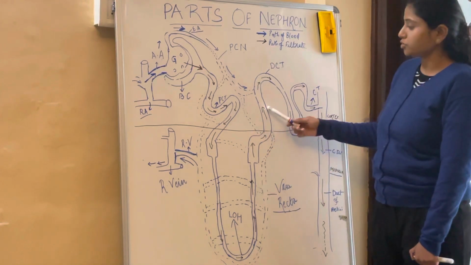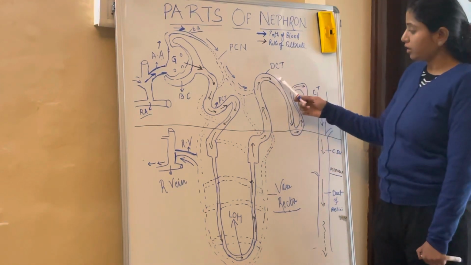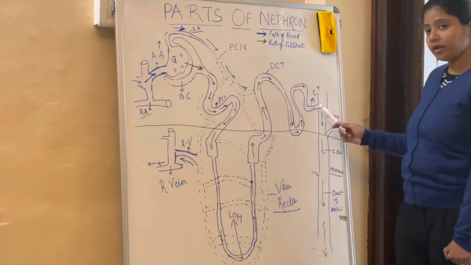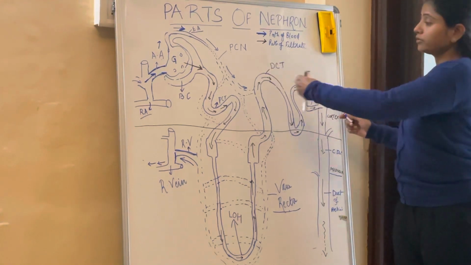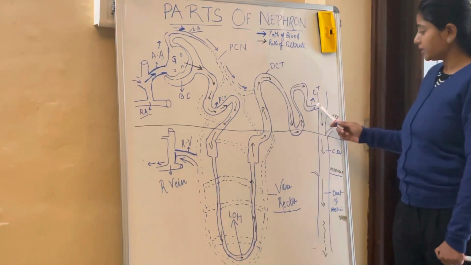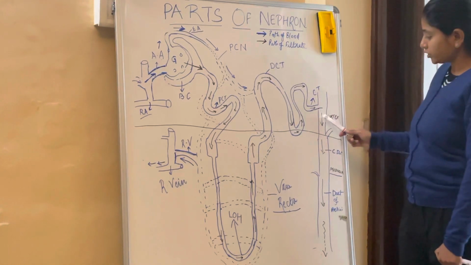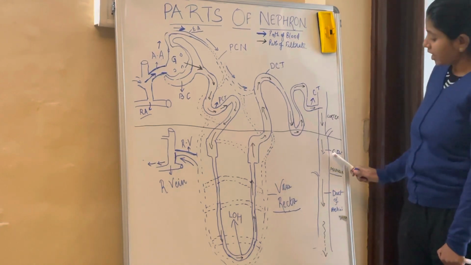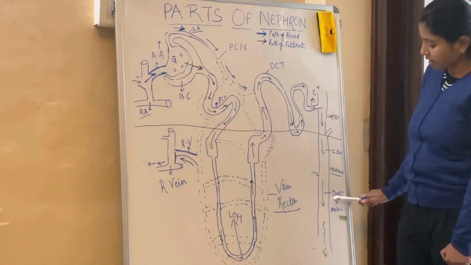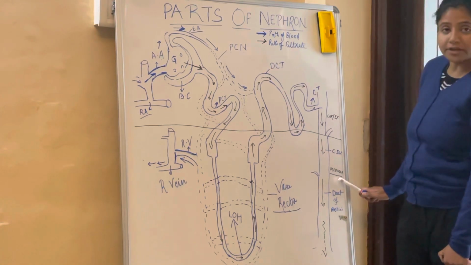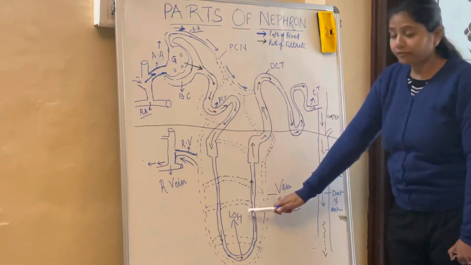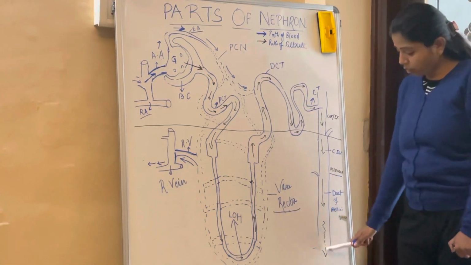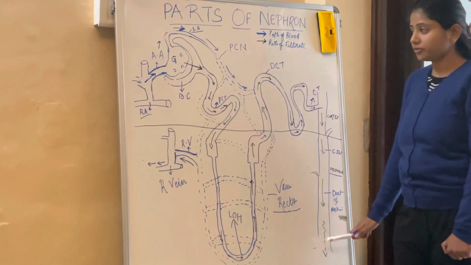Now the filtrate goes into the distal convoluted tubule. Next the filtrate finally collects itself into the collecting tubule. Now all these parts are in the cortical region, right? Then from the collecting tubule it goes down into the collecting duct. Now this is in the medullary part, right? And from the collecting duct it goes into the duct of Bellini. This is also in the medullary region, right? The loop of Henle was also in the medullary region. Finally this filtrate is eliminated out, right?